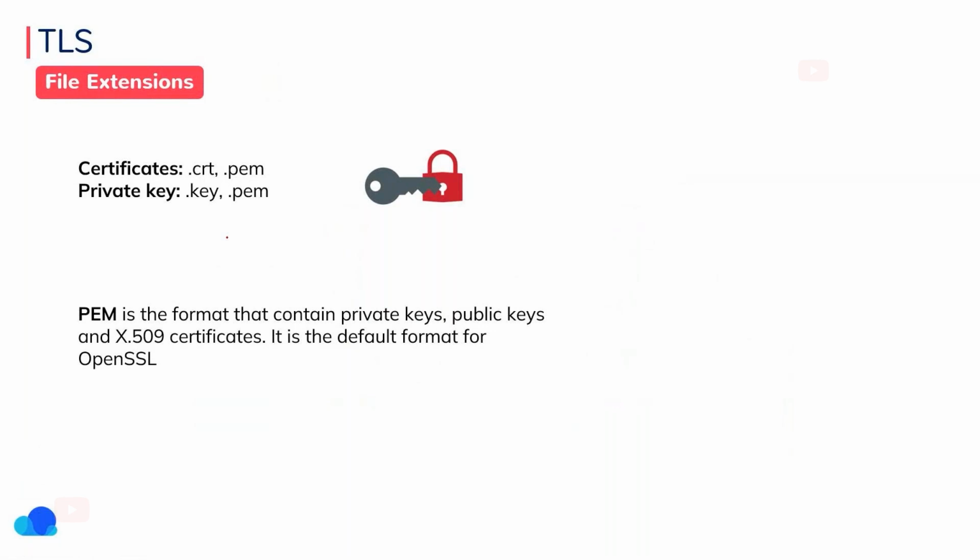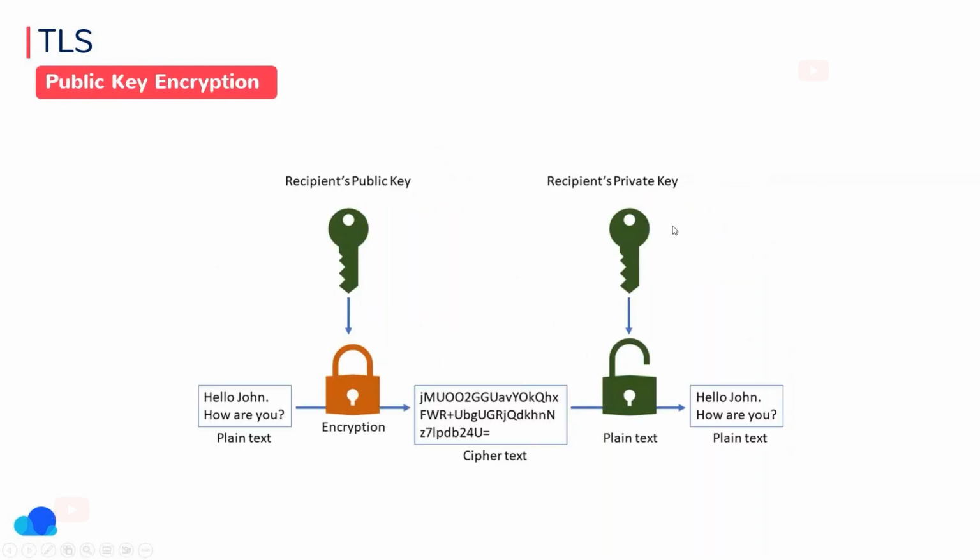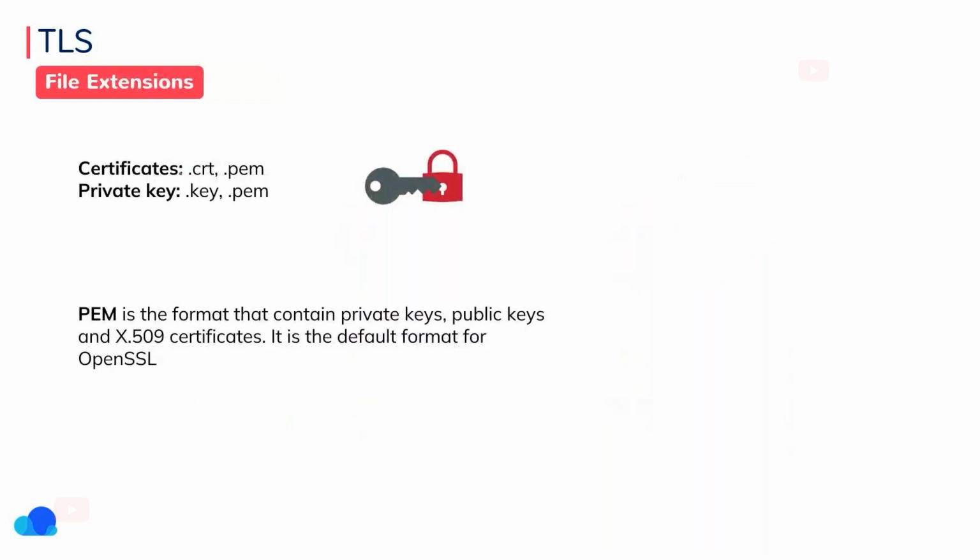Okay, and don't get confused about these certificates yet. For now, just remember that a certificate will have your public key. You have to blindly remember this. A certificate will have your public key. Whenever I say certificate, it is a public key. Got it? Okay, so certificates and public keys usually have .crt. Private keys will have .key, but many times you will see .pem.